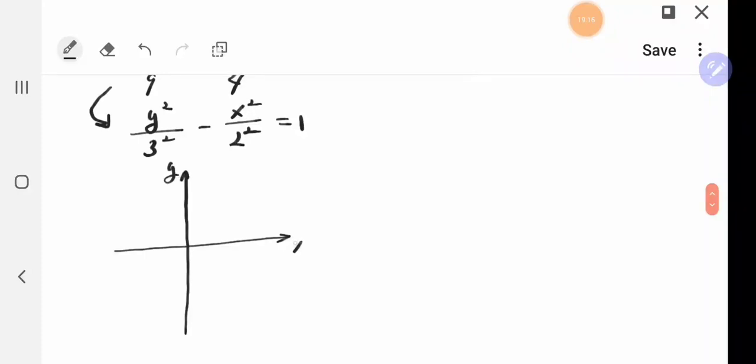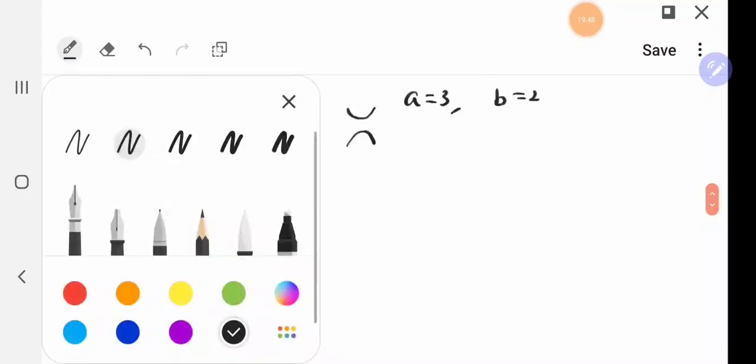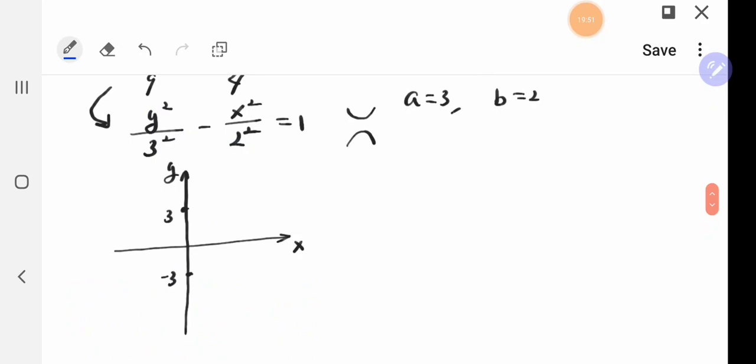This is y, this is x. And then let's say A is 3, then B will be 2. Since the graph is concave up and down, the graph looks like this. So from the center, A is the vertex. Then this will be negative 3, another vertex. So let me draw. From here I will find the slope of the asymptote.